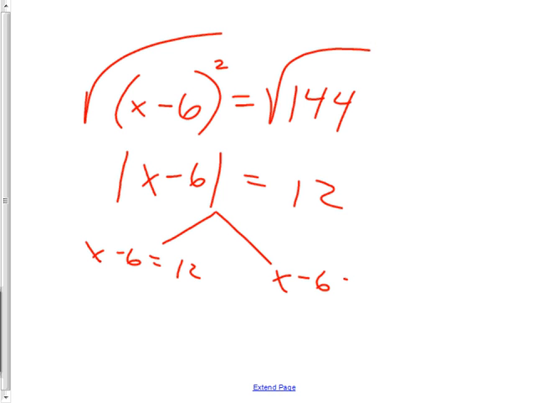x minus 6 and x minus 6. They both say the same thing on the left. They both have an equal sign. The only difference is it's the opposite on this side. Okay, because later it's going to be like this.